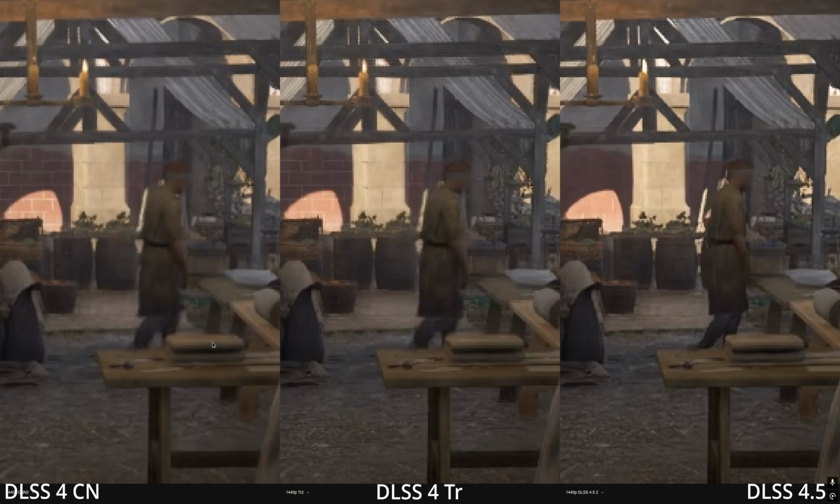Native DLAA retains slightly more detail, particularly shadow and GI detail, compared to DLSS 4.5 performance mode.